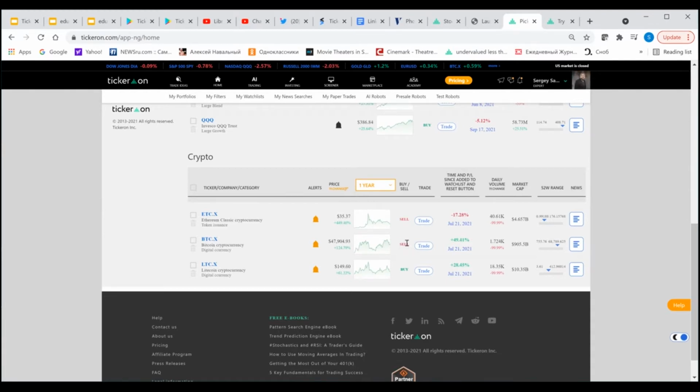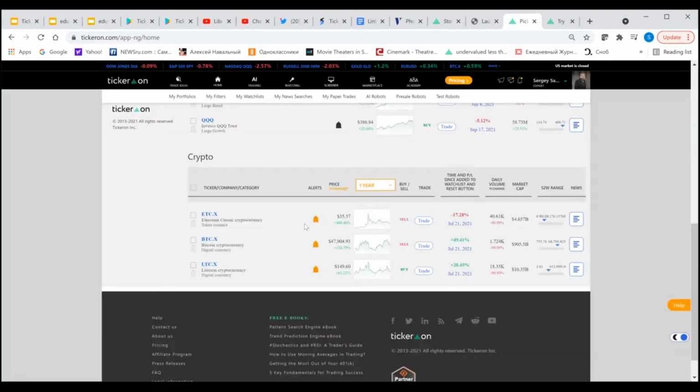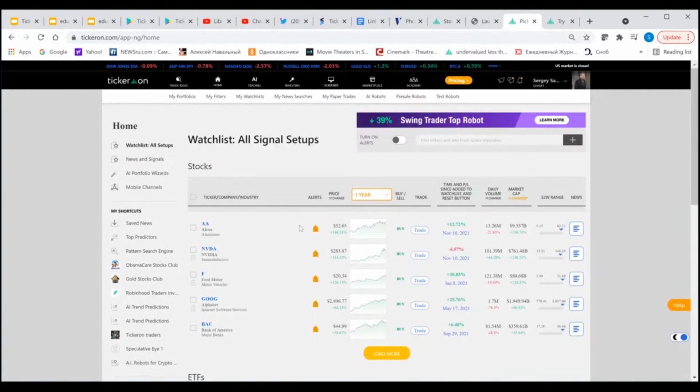Our system still believes it is a sell, so you can say, why don't you tell me when it is going to be buy or strong buy? Then unclick those, or you're going to receive a notification every time BTC gets to buy, strong buy, sell, or strong sell. Or you can get all kinds of technical analysis notifications when the moving average or MACD are going to give you a signal. This is a very useful list, and you have it as a home page.